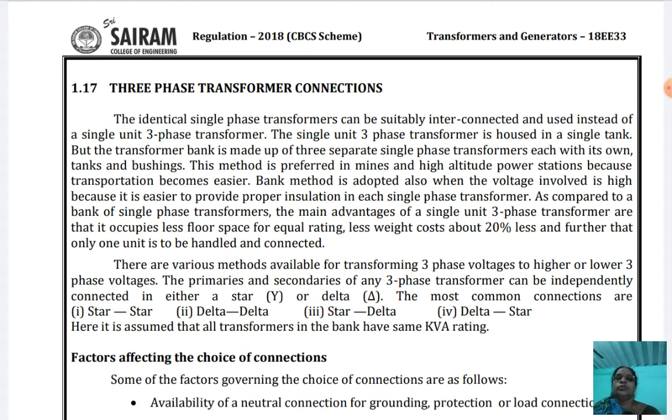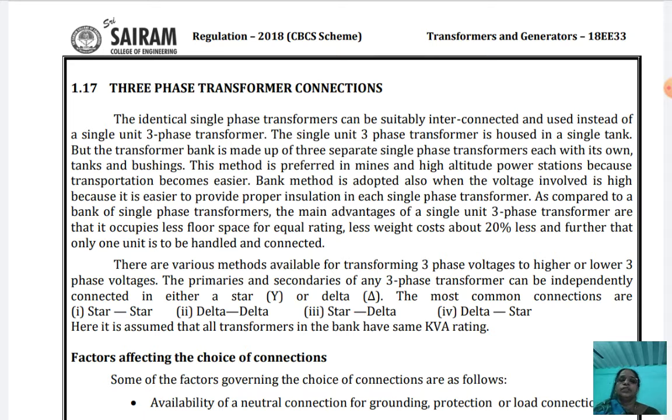First, an introduction to three-phase transformer connections. The single-unit three-phase transformer is housed in a single tank only. Identical single-phase transformers can be suitably interconnected and used instead of a single-unit three-phase transformer. The transformer bank is made up of three separate single-phase transformers, each with its own tank and bushing also.